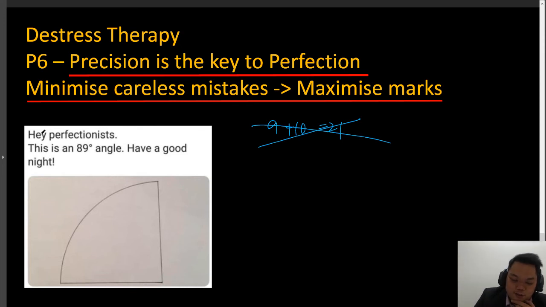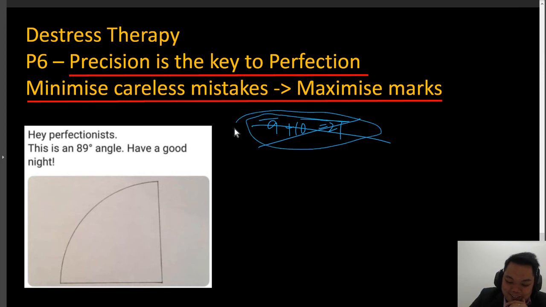This picture here is to irritate all the perfectionists out there. This is an 89-degree angle. This is not exactly a meme, but this is a picture I came across this morning, fresh from the oven. Don't do this kind of mistake. 9 plus 10 equals 21.